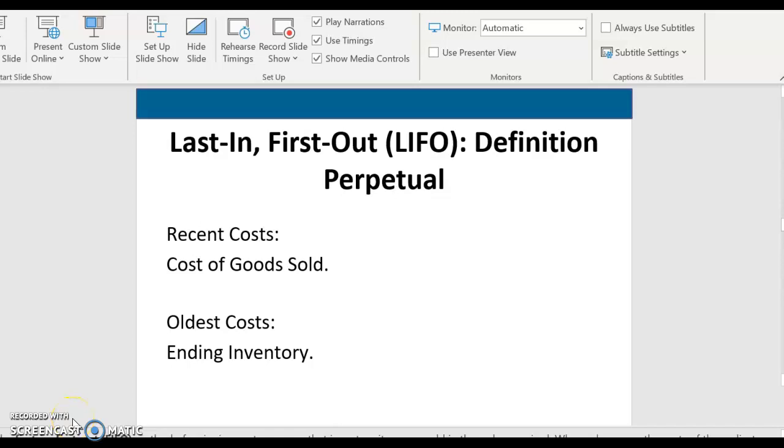Now we're going to take a look at the last in, first out, or LIFO method of costing inventories. In this method, the most recent costs go toward cost of goods sold. The older costs go toward ending inventory. So our ending inventory will be comprised of the beginning costs, and the cost of goods sold will be comprised of the most recent costs.